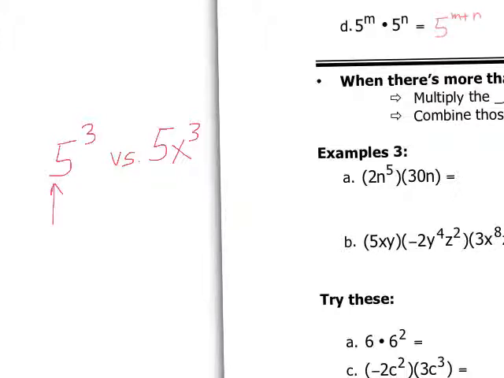What is this 5? It's a base, right? How do you know it's a base? Because it has an exponent on it, right? So this 5 is a base. What is this 5? This 5 does not have an exponent on it, right? The exponent is on x. So it's not a base.